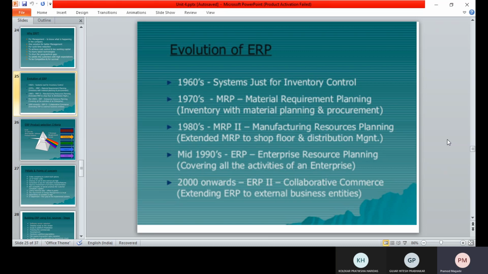Now in the 1980s, MRP2, of course, here it is not material. Here they have focused on manufacturing resource planning.